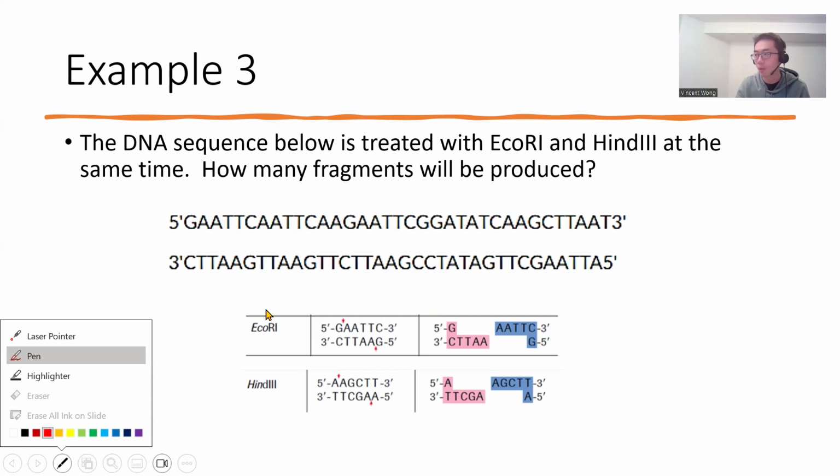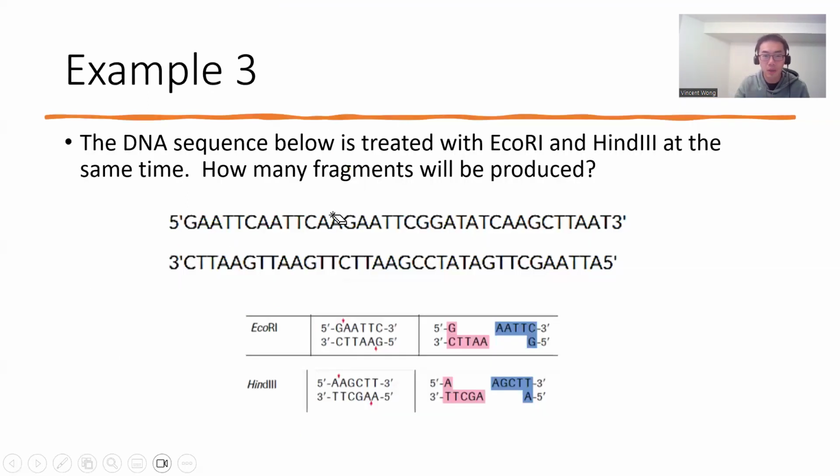So let's say we look at EcoRI. EcoRI is right here, and EcoRI is going to be cutting GAATTC. GAATTC is right here, right? So that's going to be one cut. Is there another GAATTC somewhere? Another GAATTC, right here. So that's another cut, and so that's 2 cuts.